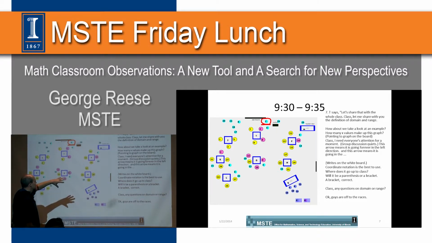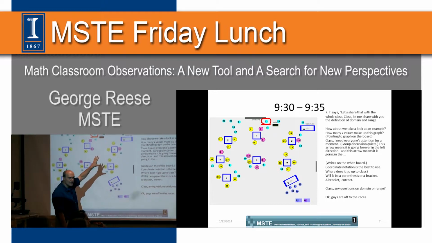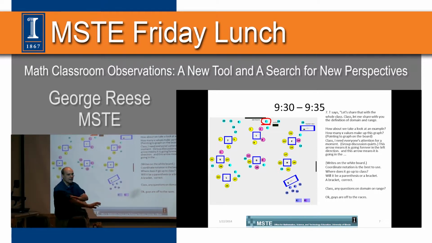Class, I need everyone's attention for the moment. So group discussion quiet. Normally groups are talking within each other, so he's going to do whole class instruction. He needs to let them know that this is taking place, that he wants their attention. And he gets it. This arrow means it's going forever in the left direction. And this arrow means it tails off and I couldn't follow it.